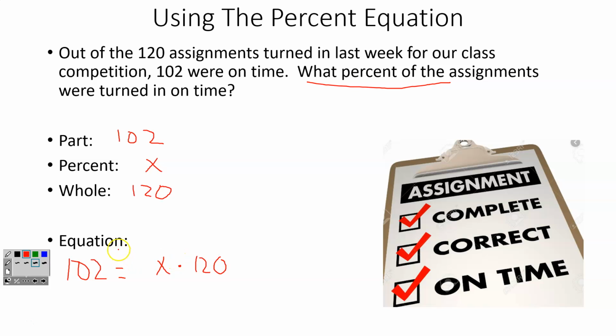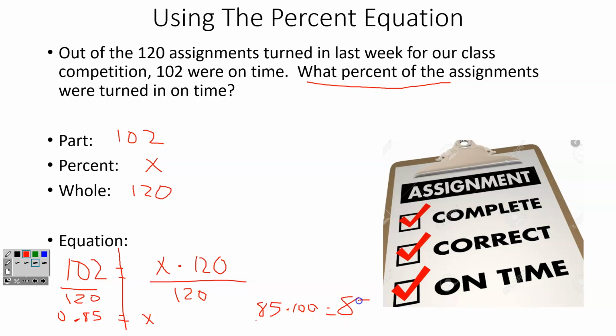Again, it's a one-step equation. Draw my fence. The opposite of multiplying by 120 is to divide by 120. When I type in my calculator 102 divided by 120, I get an answer of x equals 0.85. Now, because it's looking for a percent, I have to take that 0.85 and times it by 100, which gives me an answer of 85%.